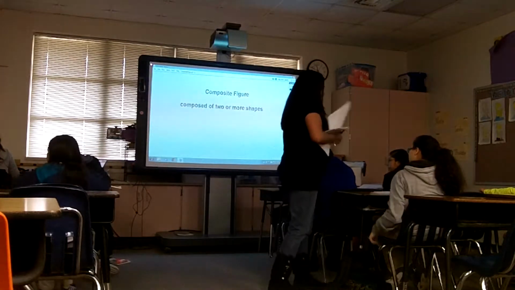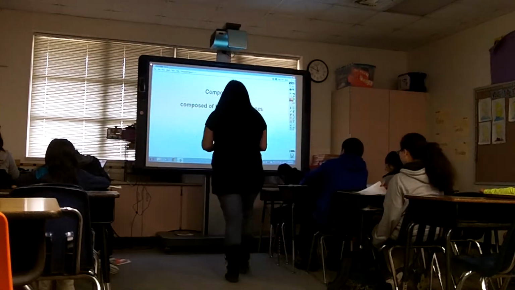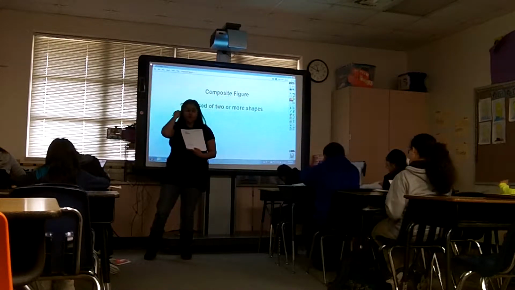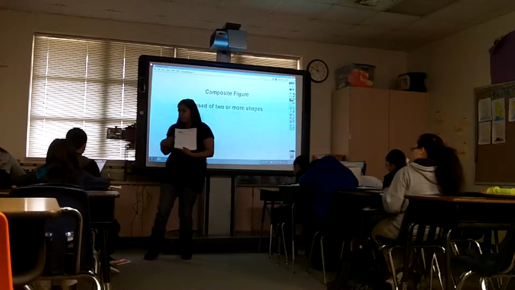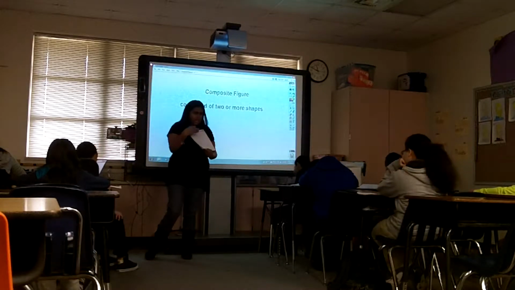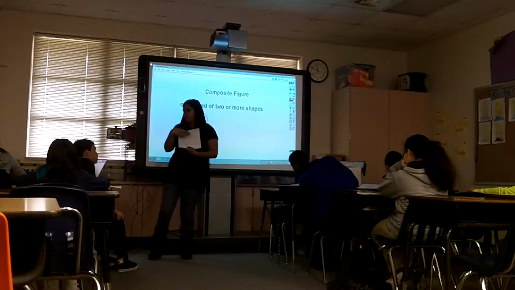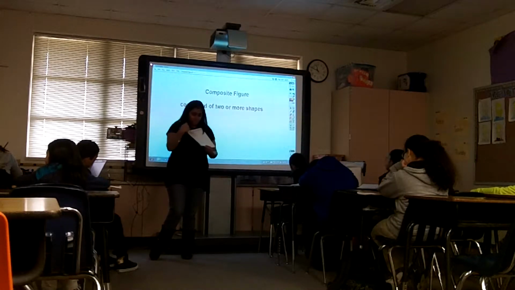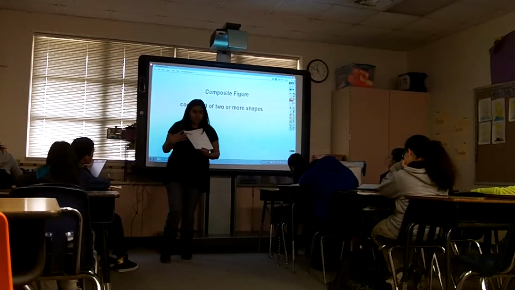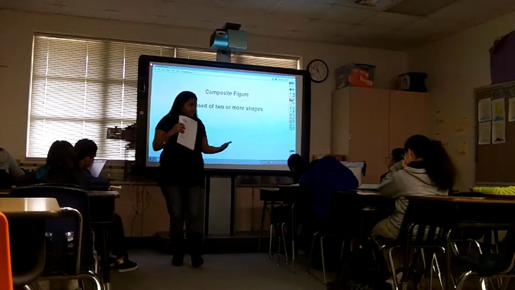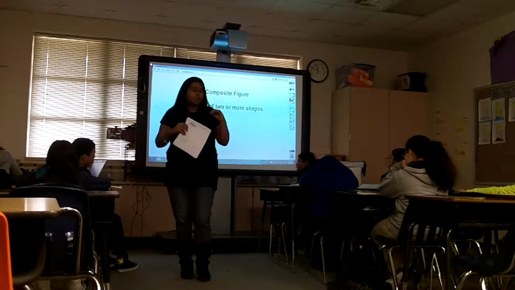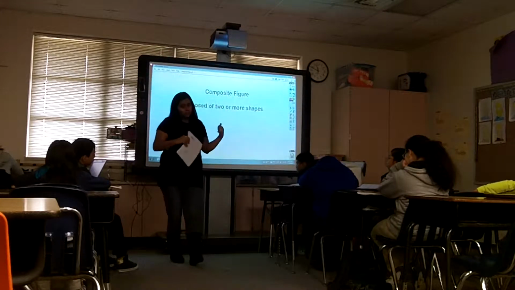Okay, so if you look at that first box, and actually that first column all the way down, those are composite figures. That's what a composite figure looks like. Do you see how they have more than one shape inside of them? Okay, so I'm going to show you a method for solving for the area of a composite figure. There's various methods, but I'm going to show you, to me, the easiest one.